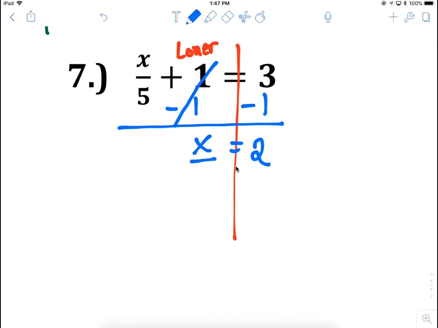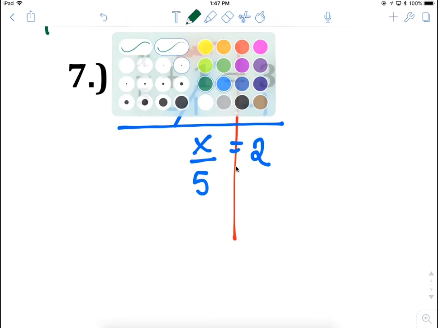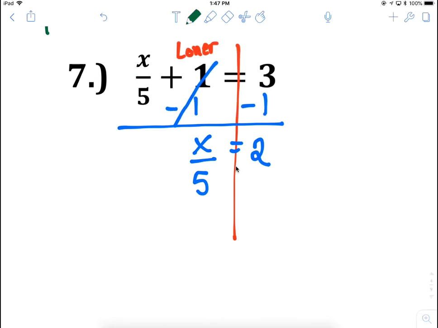X over 5 is still there. We didn't do anything with that yet, okay? So if I was to ask you what would we do next, well, we got to get rid of the 5. Remember that if you say over 5, that's the same as divide by 5, okay? So if that 5 is dividing, how would we cancel it?